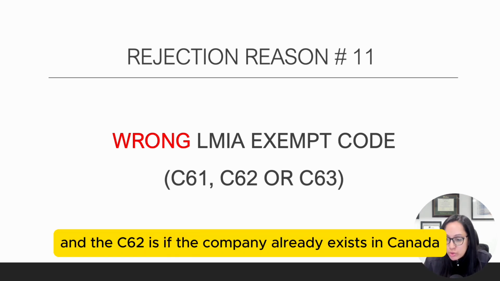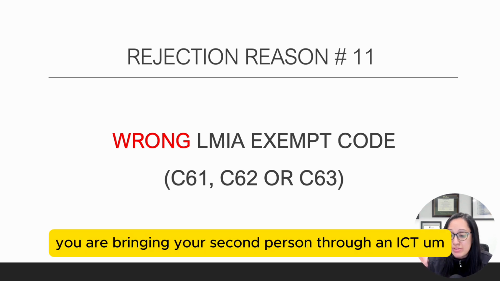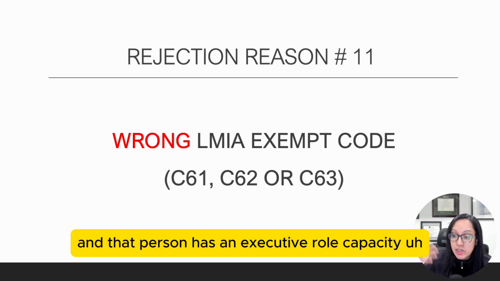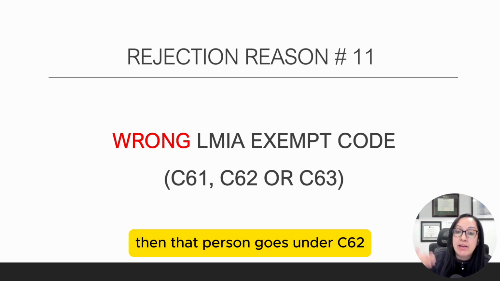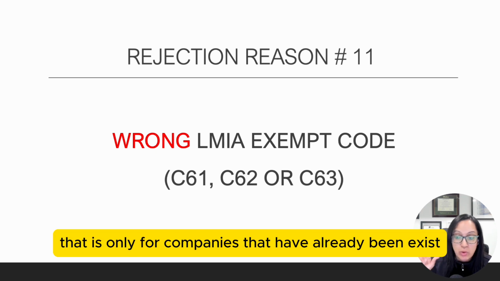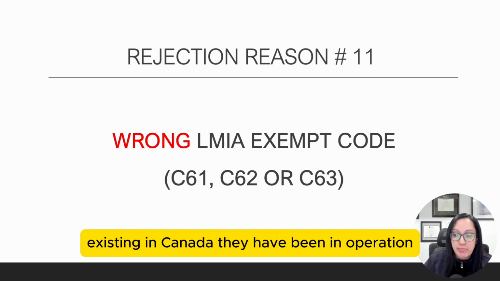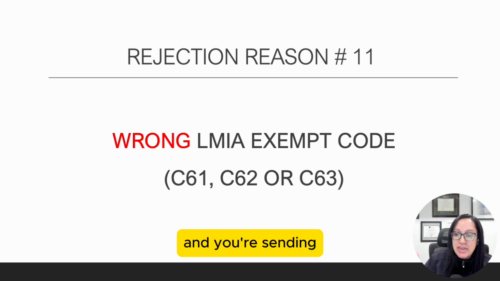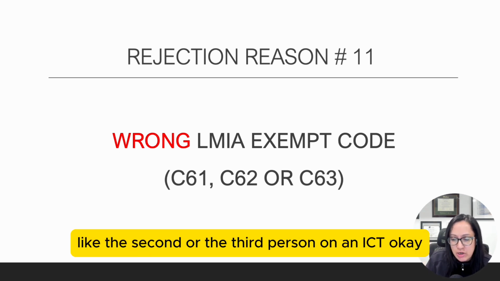And the C62 is if the company already exists in Canada, you are bringing your second person through an ICT, and that person has an executive role capacity, then that person goes under C62. That is only for companies that have already been existing in Canada. They've been in operation, and you're sending like the second or the third person on an ICT.